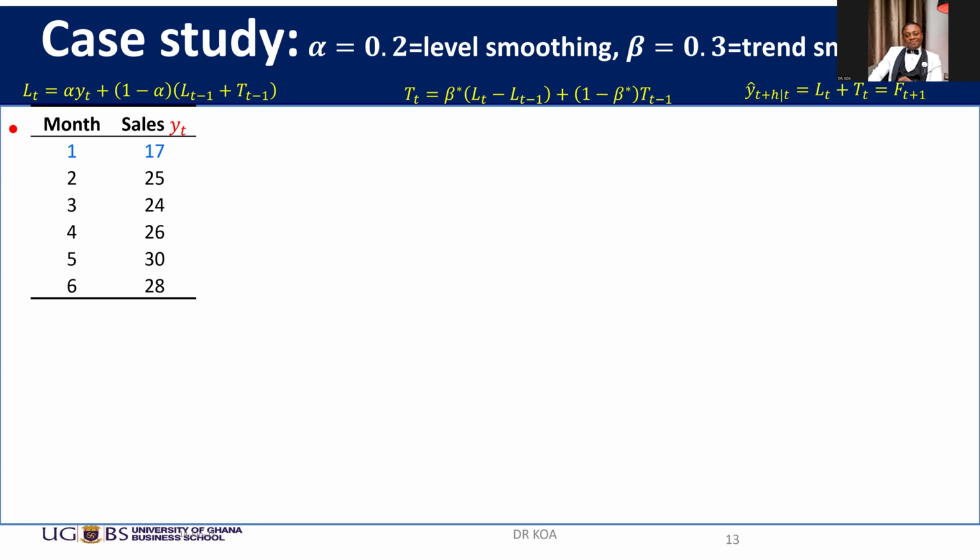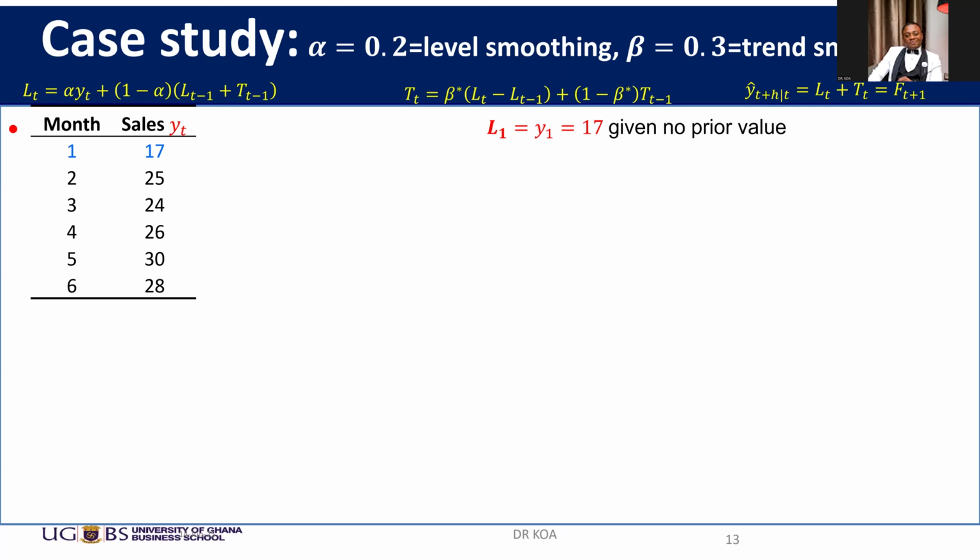Let's do it together. The first thing is that we are going to calculate the L in this column. Because the period starts from 1, the L is going to start from 1. But the L1 is equal to Y1. And the Y1 is what? The 17. Y1 is the sales in period or month 1. So that is going to be 17.